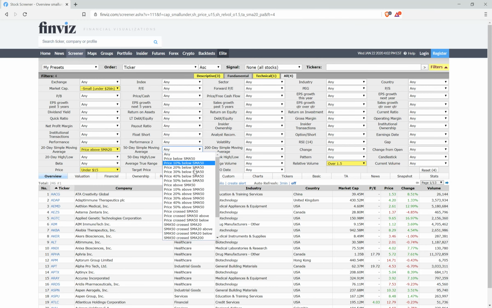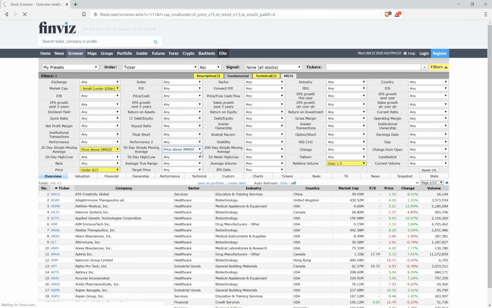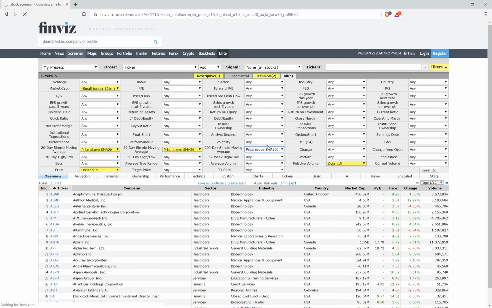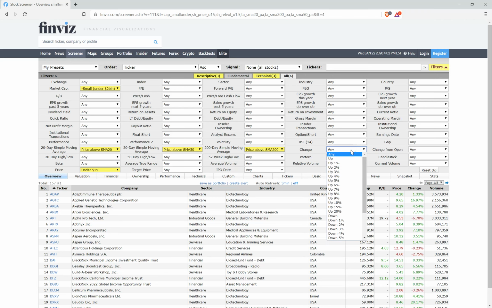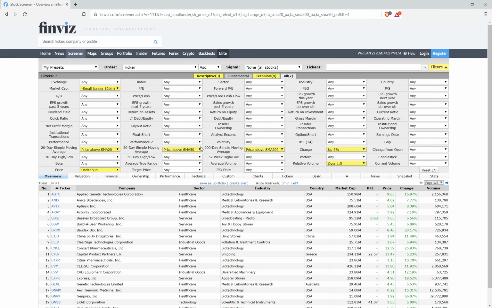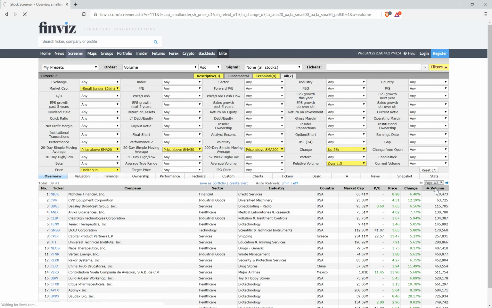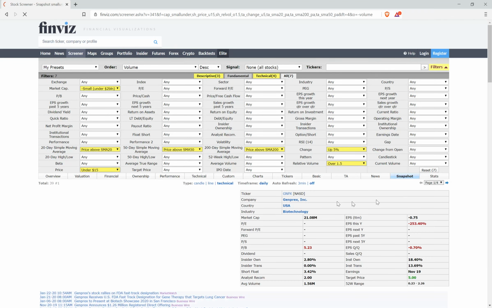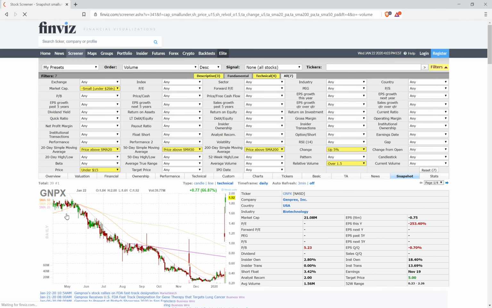So you have the 50-day. Let's say, hey, I want things above the 50-day also. And then you also have things above the 200 simple moving average. So price above the simple moving average. You want the change to be up, maybe 5%. And you can see right here, you've got two pages already. What I like to do is click on this volume column, where it shows the most volume in the past couple of days, and I go to snapshot. And then with snapshot, it brings up your charts.